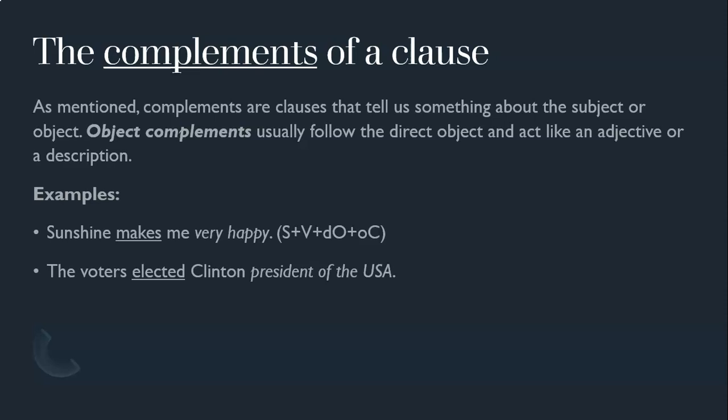The voters elected, who did they elect? So Clinton is the direct object, but then you have President of the United States of America, which is the object complement, which points back to Clinton.